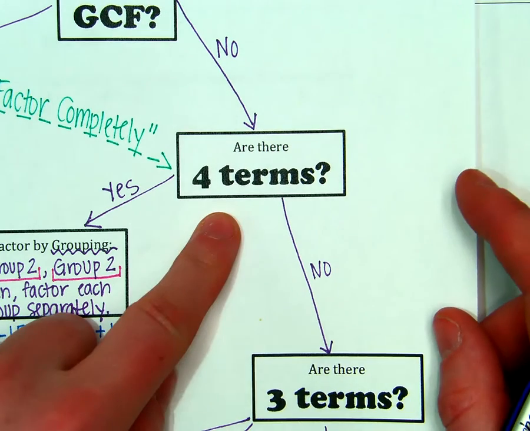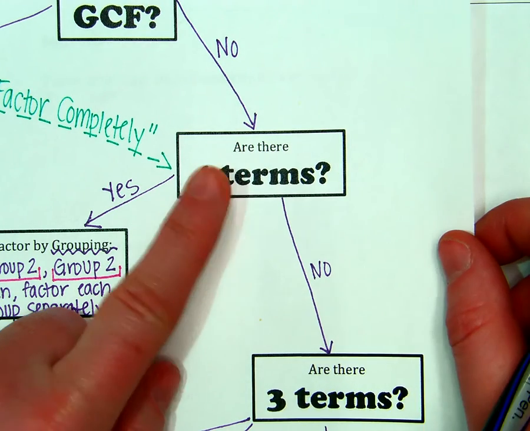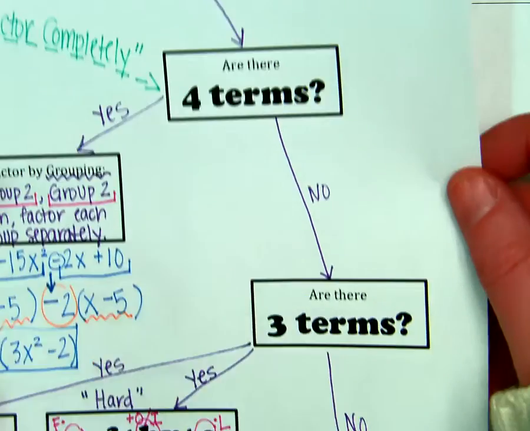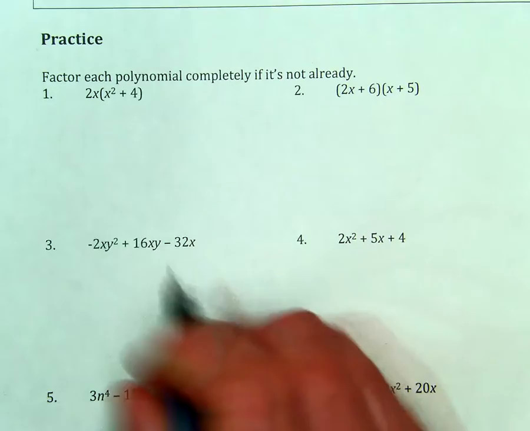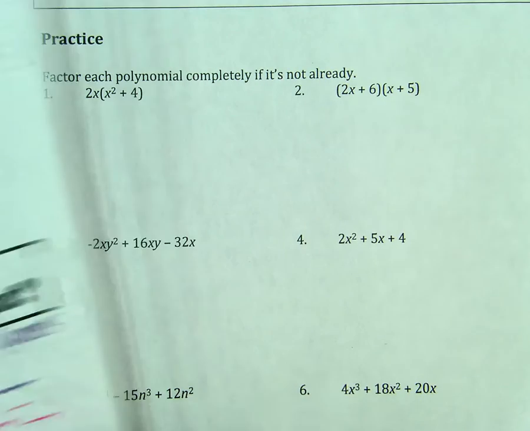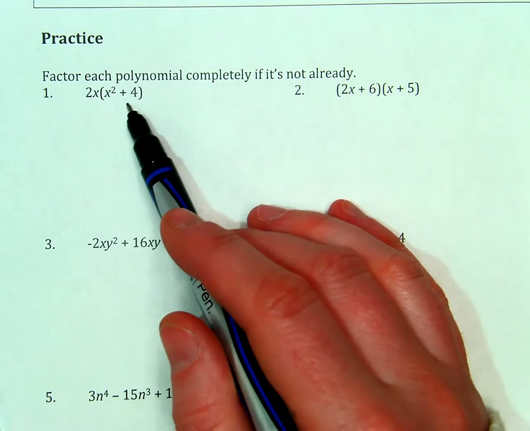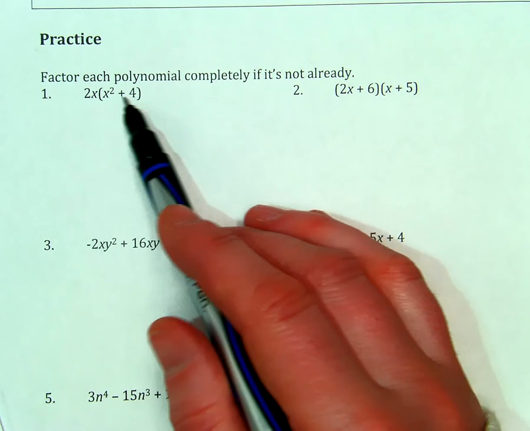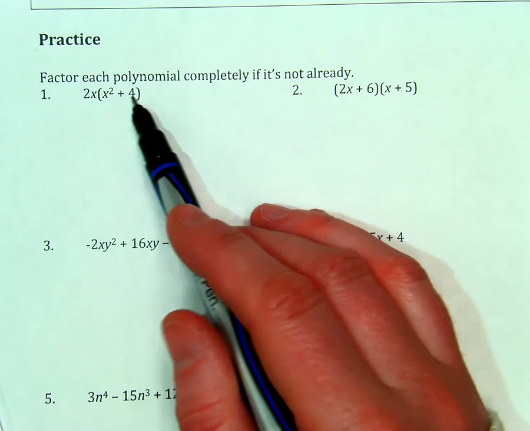If you don't have a GCF, then you go down your flow chart and say, okay, are there 4 terms? No, there's not. Are there 3 terms? No, I only have 2 in the parentheses. Then I would have down here, okay, are there 2 terms? And I do have 2 terms here. At first glance, it seems like, oh yeah, that could be a difference of squares.